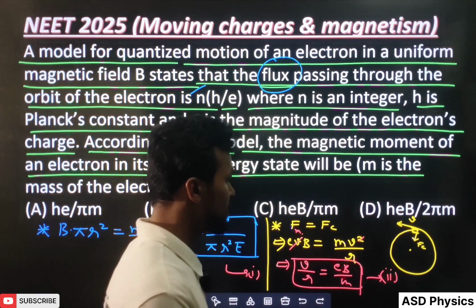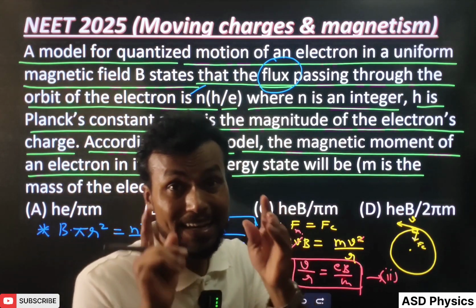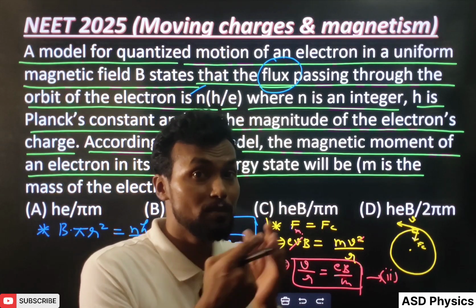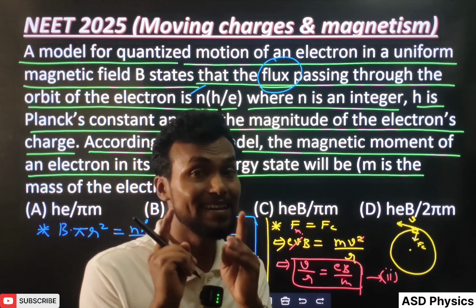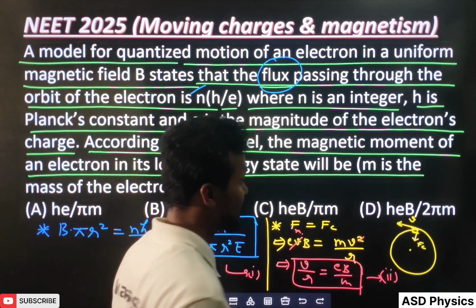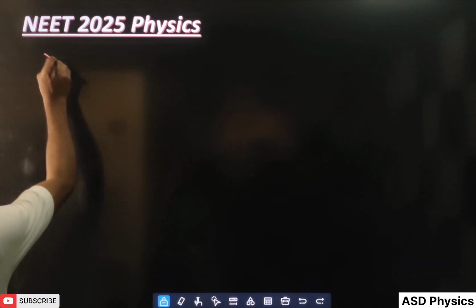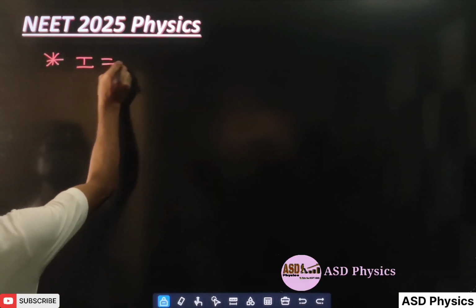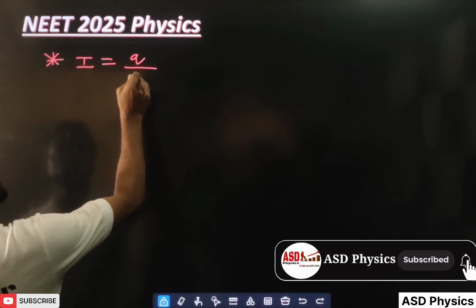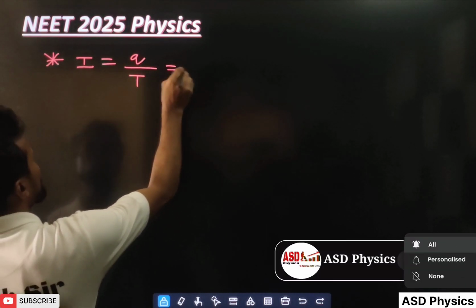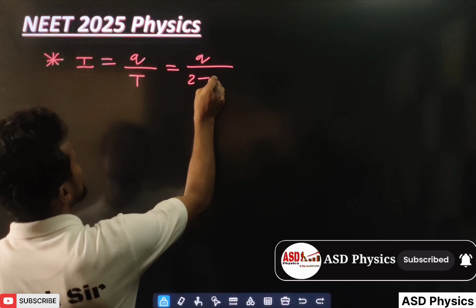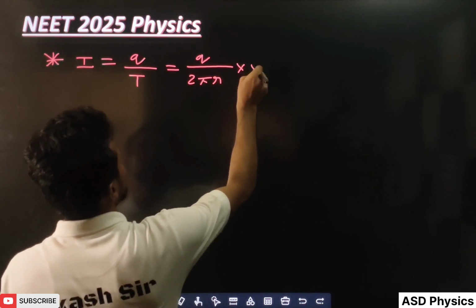After that, remember that here we have to calculate the magnetic moment. The magnetic moment formula, what I have told you, is IA, so current and area. Remember that the radius is R here. Now next, we are going to calculate the current. In atomic quantization, the current is given as I equal to Q by T. T means 2 pi R by V.